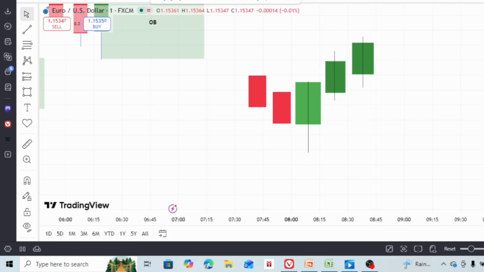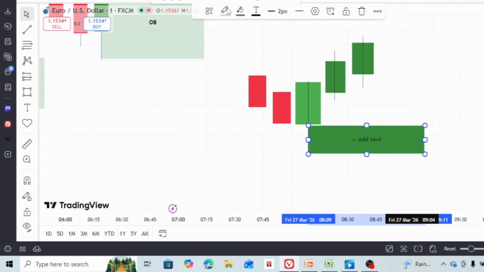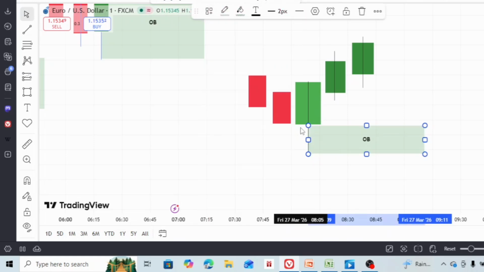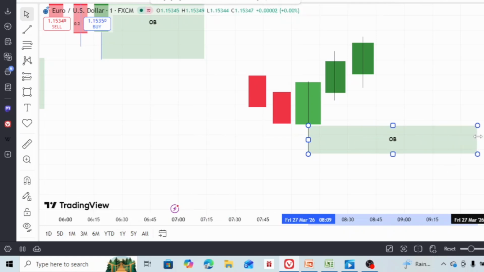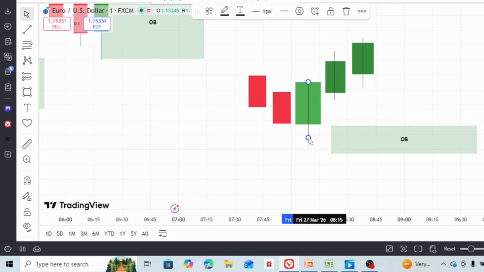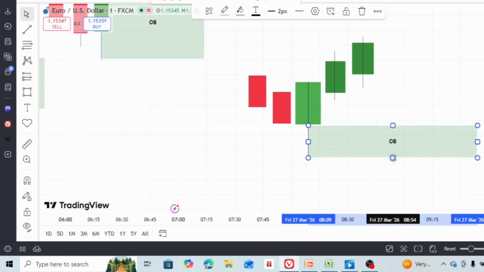So in this type of situation, if you have any long wick like this, and there is no gap present, then you can also treat this as an order block. But this wick should be relatively long. It should not be a short one, so that you can consider taking this as an order block.